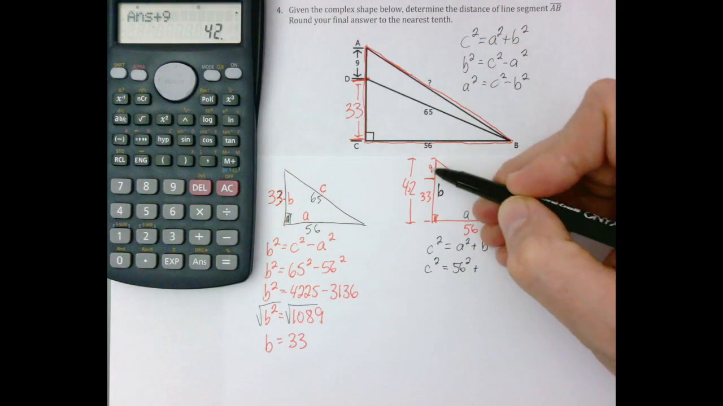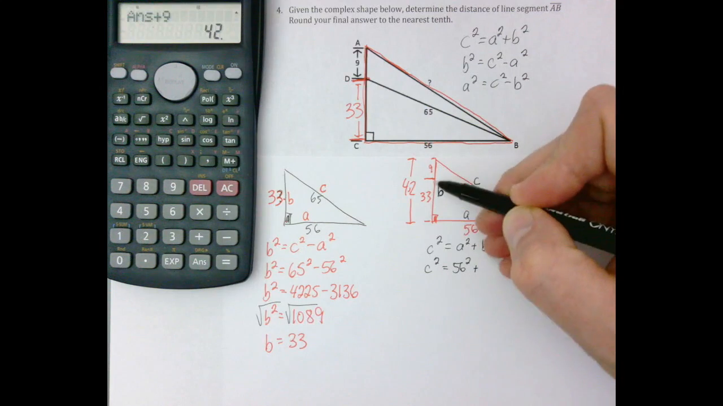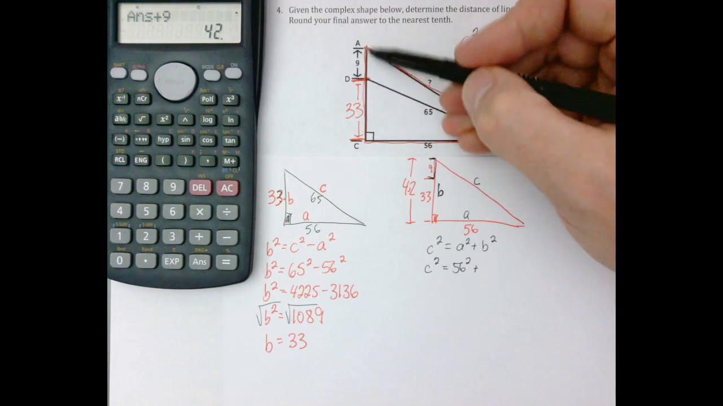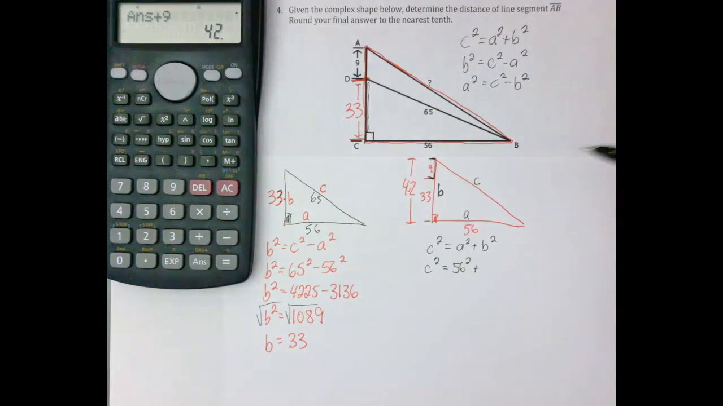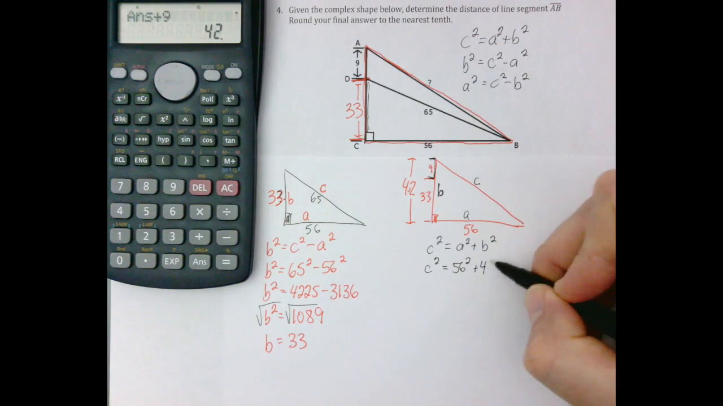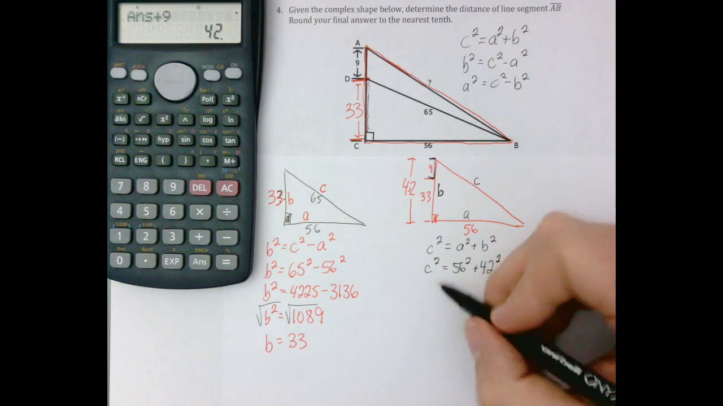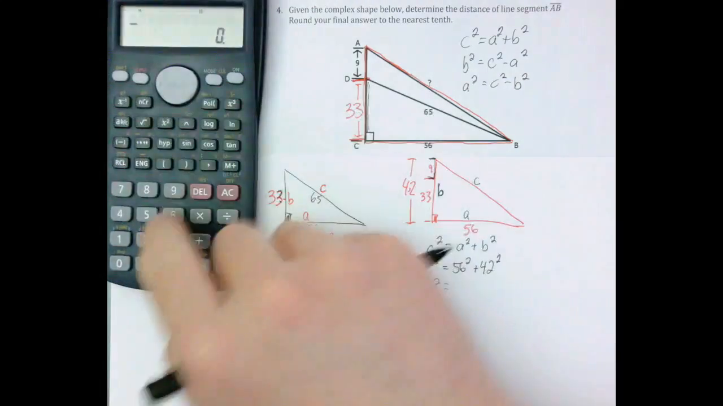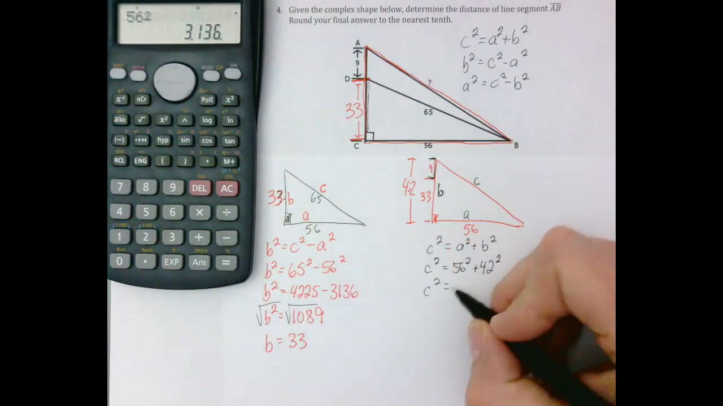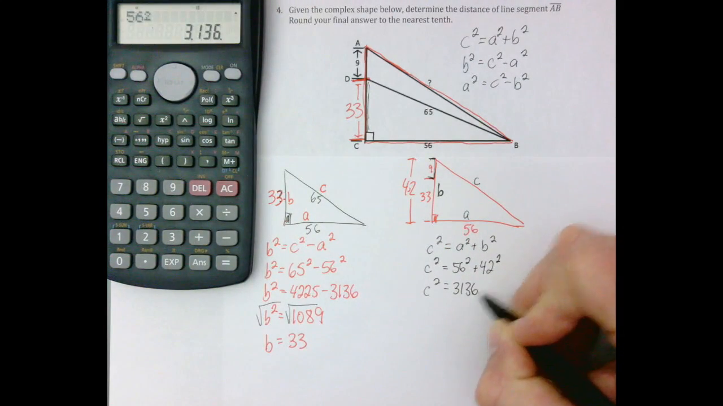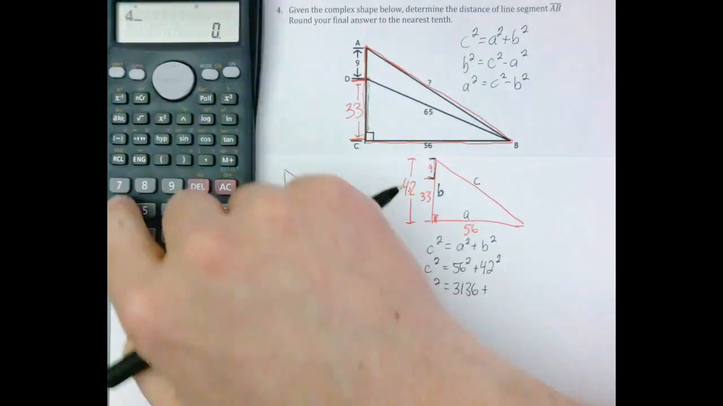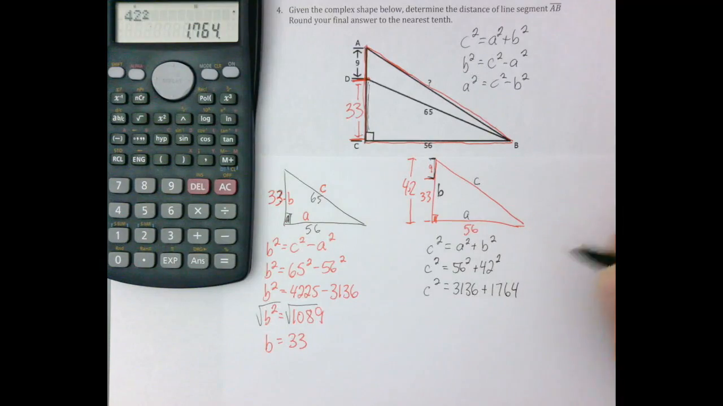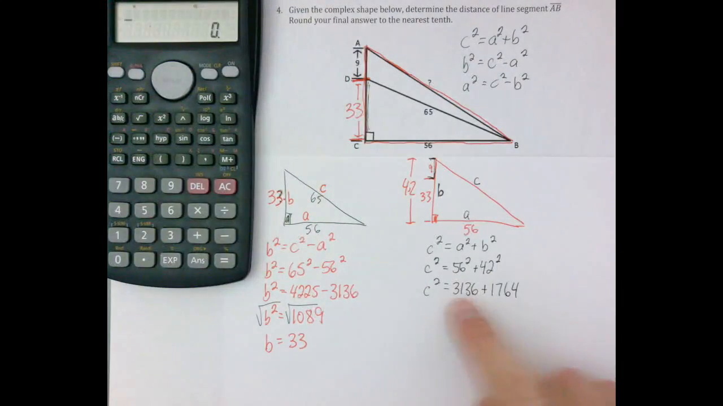Side B is these two numbers together, 33 that I found over on this triangle, plus the extra 9 that is how much longer this side is than this one here. So a total of 42 on this triangle for side B. And that means c squared is equal to 56 squared, which was 3136, plus 42 squared, 1,764. So I'm going to add these two numbers together.